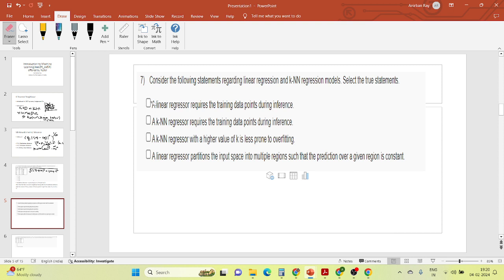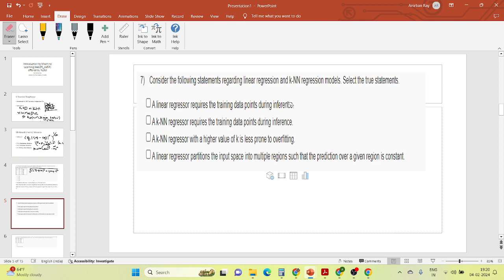Okay. So, a linear regressor requires training points during inference. Is it true or not? So what do you say here? Is the first one true or not? Yes, sir. First and second are true because for all the algorithms, the training dataset is required only. No, the first is not actually.